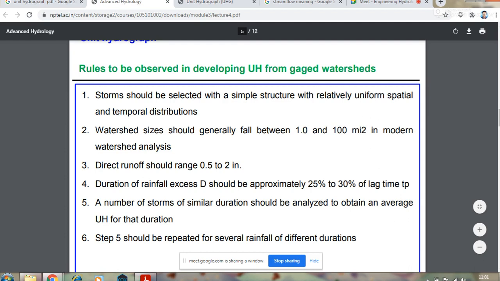So you do not need to be worried about spatial or uniform distribution. Actually, whenever you will be doing the analysis of those particular graphs, then you will need to understand it. So that is not your point of interest as of now. There is something else which you can easily remember next. Okay, then the next point is direct runoff should be in the range of 0.5 to 2 inches.